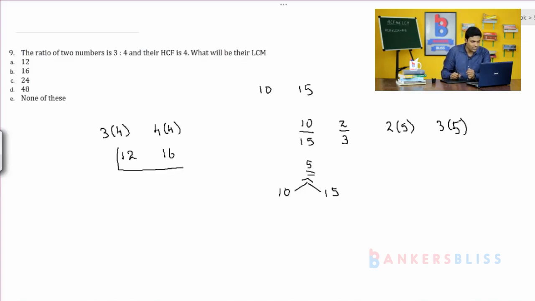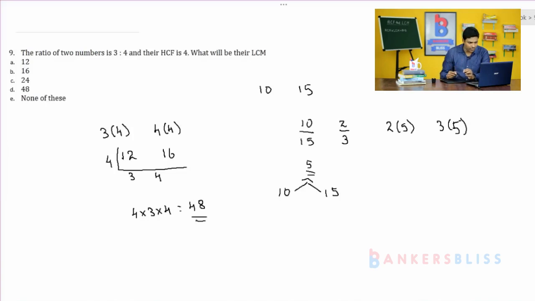For 12 and 16, I have to calculate the LCM. 4 3s are 12, 4 4s are 16. Next, 3 and 4, one of the numbers is prime. So, 4 into 3 into 4: 4 3s are 12, 12 4s are 48. So, 48 is the LCM for this question, and option D is the right answer.